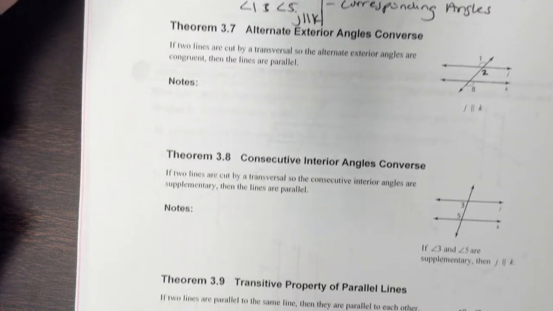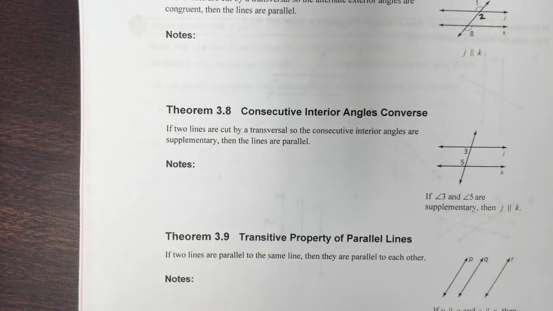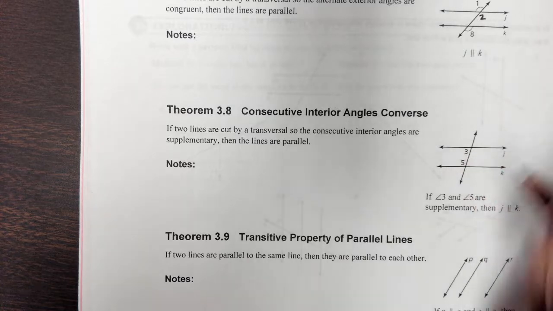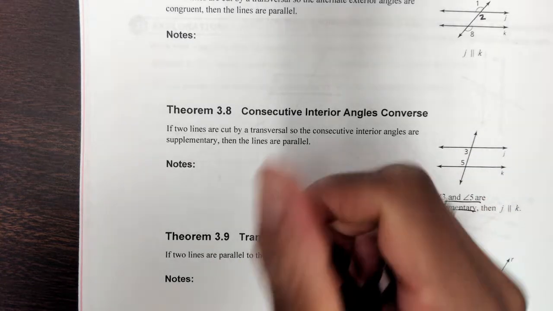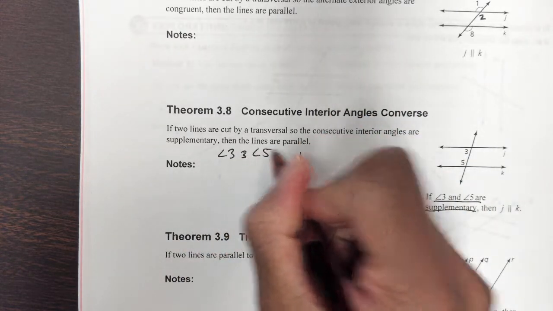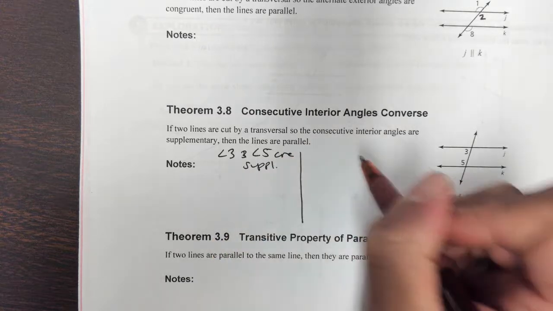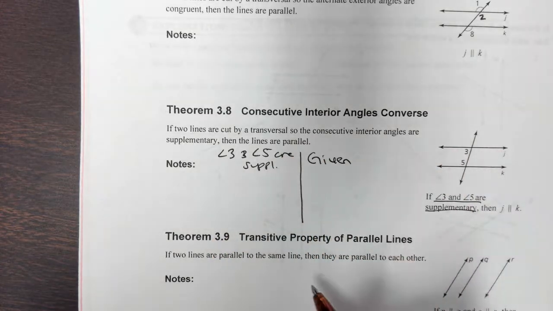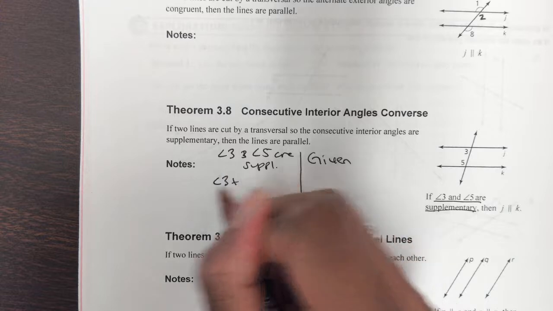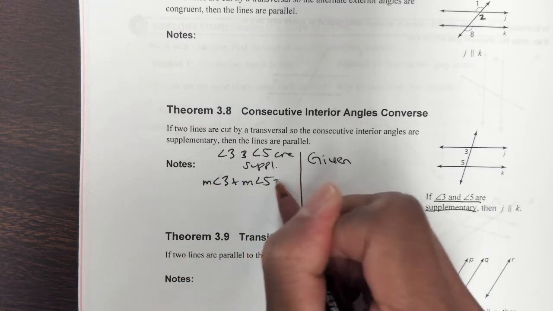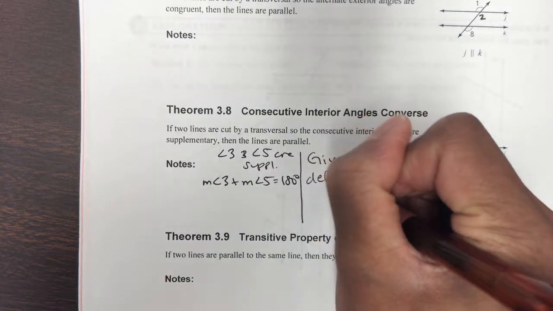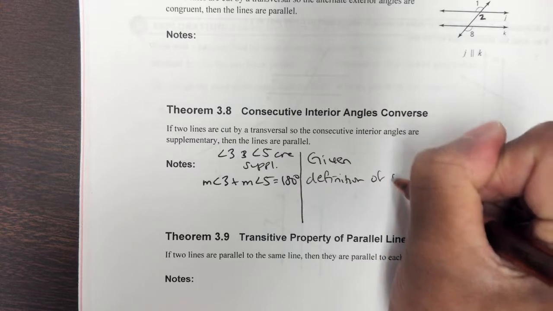So then let's look at 3.8, consecutive interior angles and its converse. So I have 3 and 5, they're on the insides, and they're supplementary. So I have angles 3 and 5 are supplementary. Now I am abbreviating, and this is given to me. What is the definition of supplementary? That means if we add them together, they should equal 180 degrees. So you can also use the definition of supplementary.